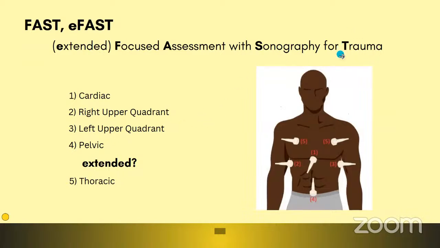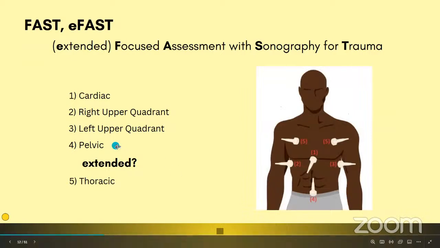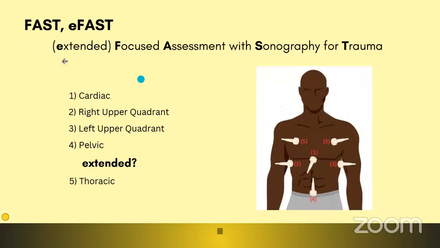This is specifically done in case of trauma and also in cases where a patient comes to the emergency department who is hemodynamically unstable or, let's say, after shock. So what are the components of FAST? We have four sites predominantly, as you can see depicted by the numbers: cardiac, right upper quadrant, left upper quadrant, and pelvic are the four cardinal components of FAST.